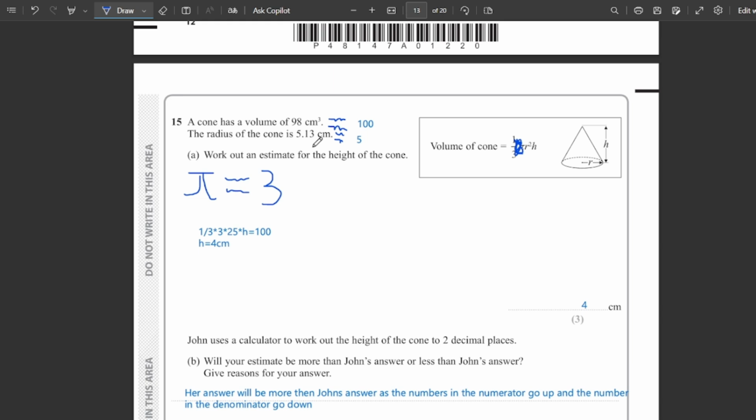Well, that's approximately 5. So in the formula, it would be 25 because it's r squared, and the volume is approximately 100. So because the 1 over 3 and 3 cancel out, you get 25h equals 100, and you get h equals 4 centimeters.